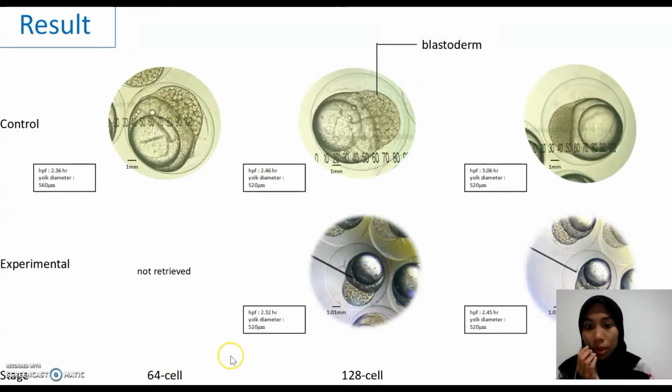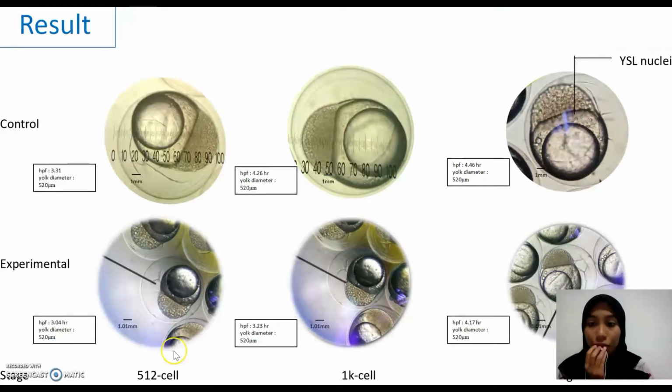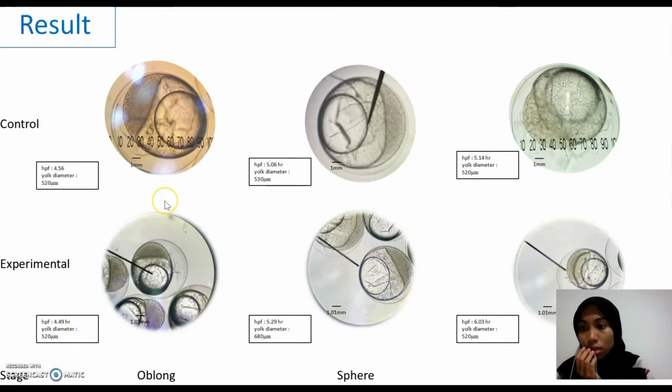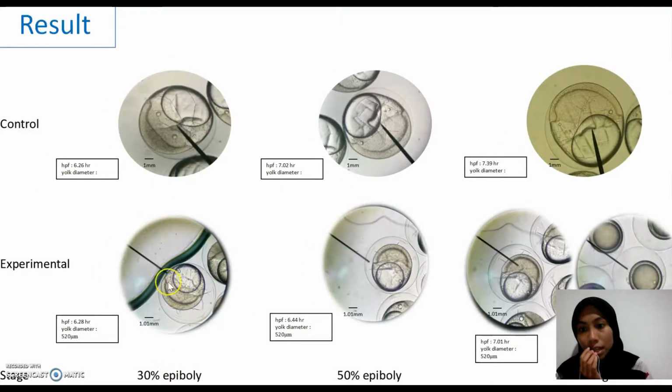The blastula period starts from 128 cells, with the distinct form of the blastoderm, the 512 cells, 1K cells, and high stage. To differentiate between the high stage and 1K cells, you can clearly see the YSL nuclei here. The oblong stage shows an elliptical shape, while the sphere shows a spherical shape. During the dome, we can see the yolk starts to bulge toward the animal pole. Then this is 30% epiboly.